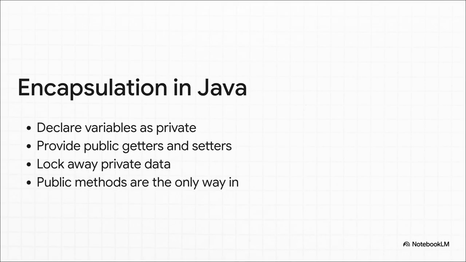So you might be wondering, how do we actually do this in Java? Well, we translate that locked box metaphor directly into our code using some very specific keywords. First up, we declare our data variables as private. That is essentially putting the lock on the box. It means absolutely no outside class can touch this data directly. Then, to allow for safe interaction, we provide what are called public getters and setters. These public methods act as a heavily controlled gateway. They are literally the only way in or out of the box. You ask the public method to update the data, and the method ensures it's done safely. Boom, your private data stays perfectly protected.